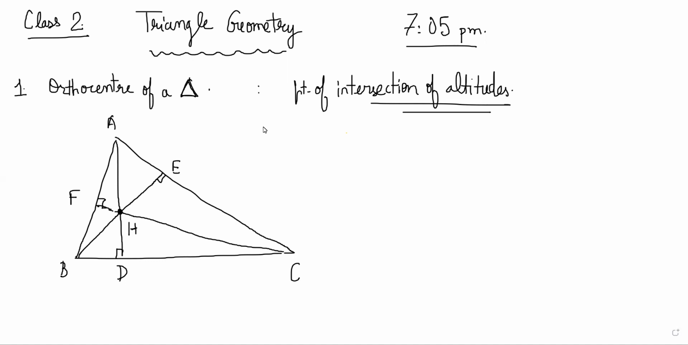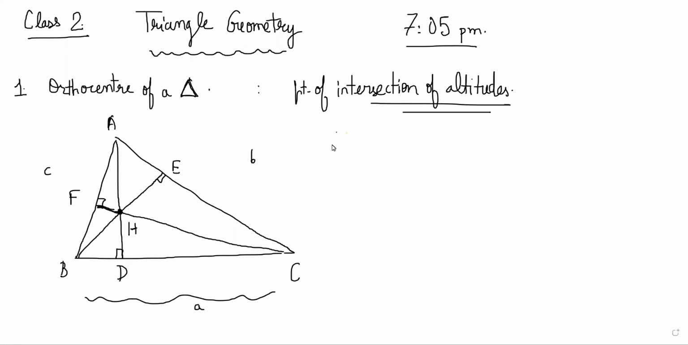We can prove by Ceva's theorem that these three altitudes are concurrent. But right now I'm not going to discuss that. Right now we need to understand what properties we can figure out from here. As discussed in the previous class, if A is the vertex here, then this side is called small a, this is small b, and this is small c. Now we have this altitude.